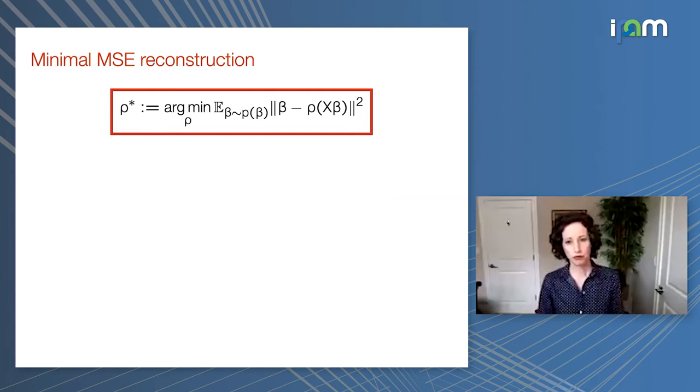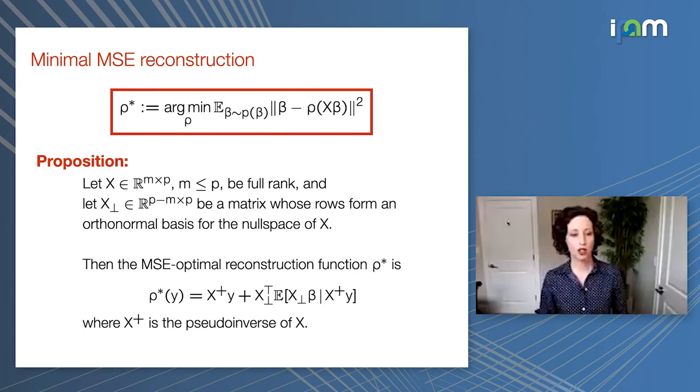Let's imagine that we wanted to search over all possible reconstruction mappings rho. So rho is going to take as an input x beta. It's going to take our observations, our projections, and it's going to output an estimate beta hat. And what we want to do is choose rho so that on average, the distance between the beta hat that rho produces and the true beta that we want to reconstruct is small. Okay, so the very best possible rho that we might choose, the best possible reconstruction method, let's call that rho star. So we can actually work out what this rho star might look like in the situation where X is a full rank matrix with fewer rows than columns. So it's an underdetermined system of equations that we're dealing with here.